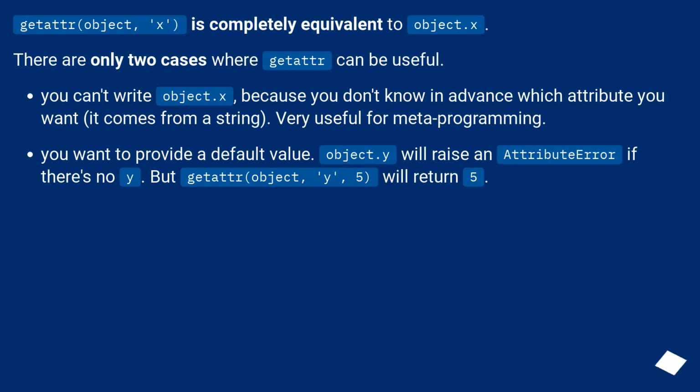getattr(object, "x") is completely equivalent to object.x. There are only two cases where getattr can be useful. You can't write object.x because you don't know in advance which attribute you want. It comes from a string. Very useful for metaprogramming. Or you want to provide a default value. object.y will raise an AttributeError if there's no y. But getattr(object, "y", 5) will return 5.